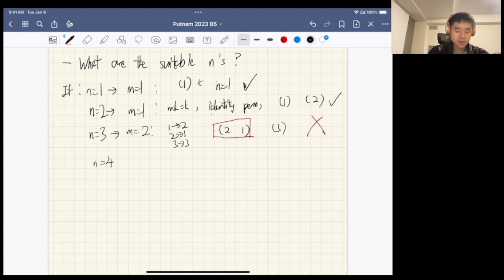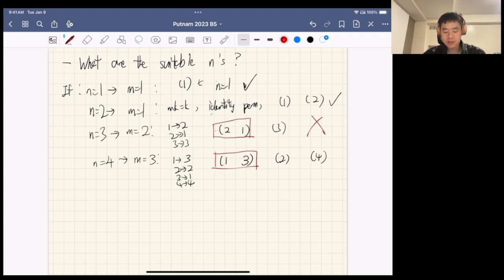When n equals 4, now m equals 3 there, right? Then you see that 1 goes to 3, 2 goes to 2, 3 goes to 1, 4 goes to 4. So this also gives the cycles (1 3), (2), and (4). So again, there's only one cycle of length 2, so this cannot work either.